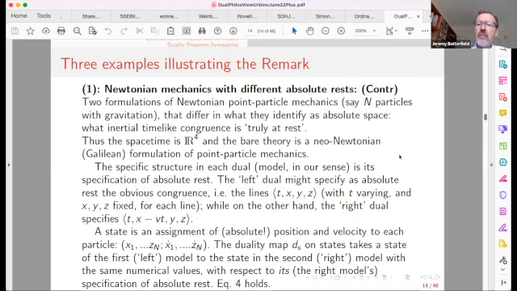The duality map is going to preserve numerical values. That was the condition of equation 4, but it changes the physical state from the point of view of participants on the two sides who take themselves to be disagreeing with one another, because the numerical values on the right are numerical values with respect to the right model's concept of absolute rest.